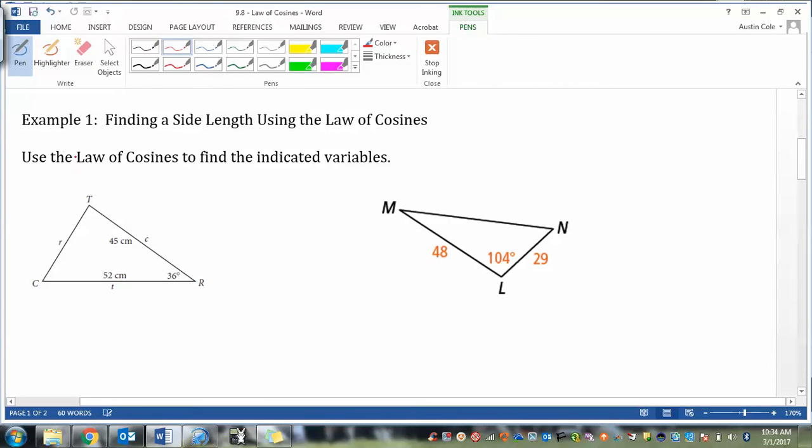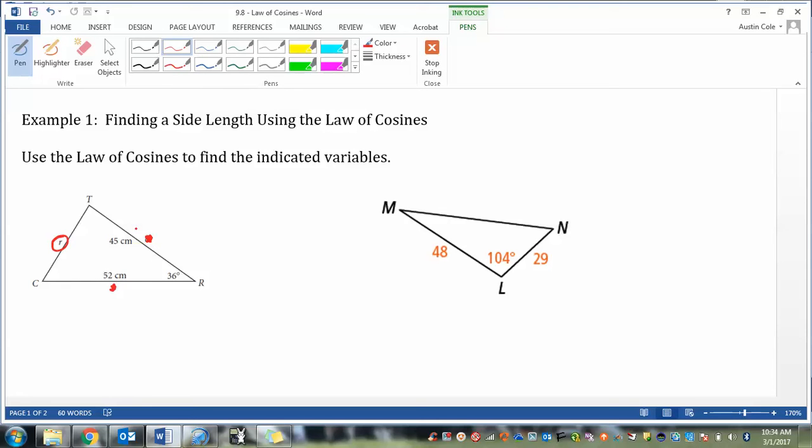Now, it says find the indicated variables. Well, let's cross off T and C, and let's just focus on R. Okay, let's focus on R, and we want to find R. Now, if R is what I'm trying to find, that is what I'm going to start with. Okay, now let me back up a little bit. Can I use the law of sines? Well, in order to use the law of sines, I need a side and an angle.